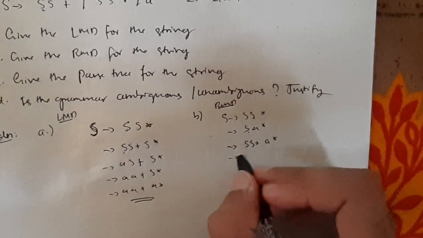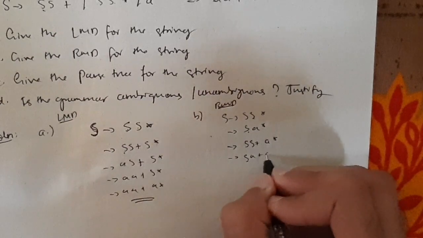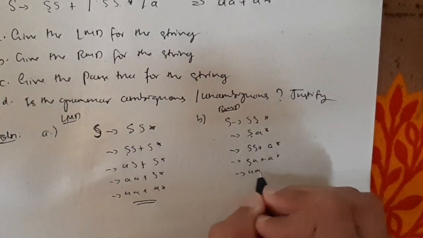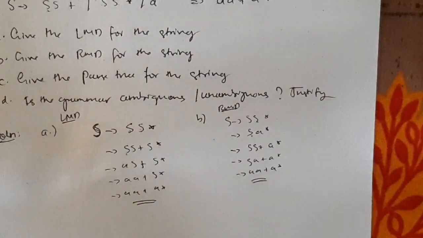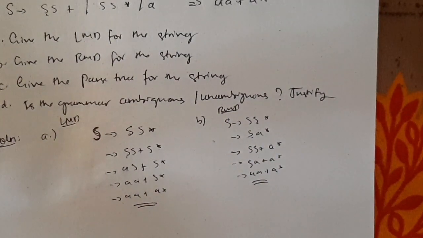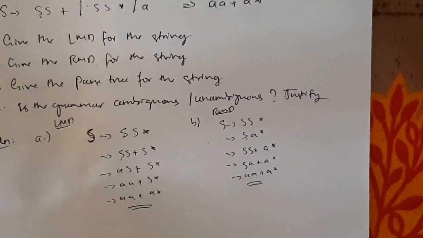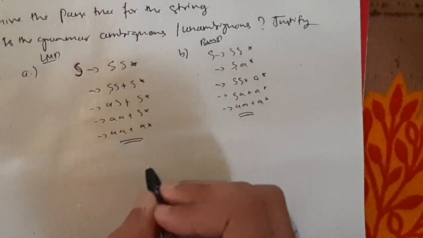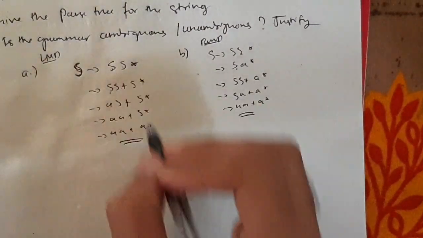Then from the right, I will keep on substituting S a plus a star, and then finally I will be writing aa plus a star. Okay, so that's how we perform the LMD and RMD. So to generate a parse tree for it, what we'll be doing is writing here S, and for this one, what is the parse tree?